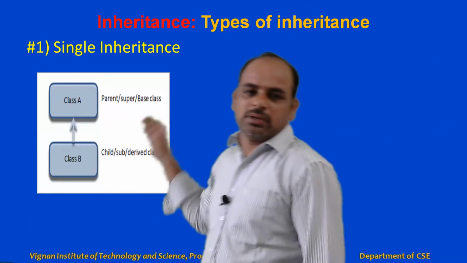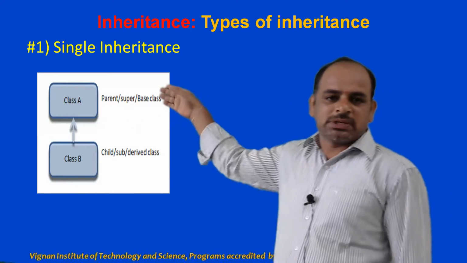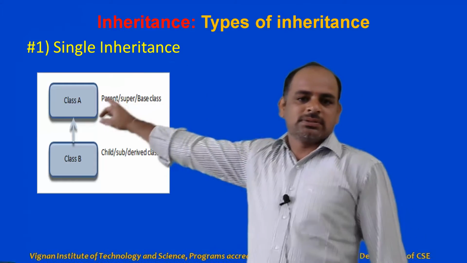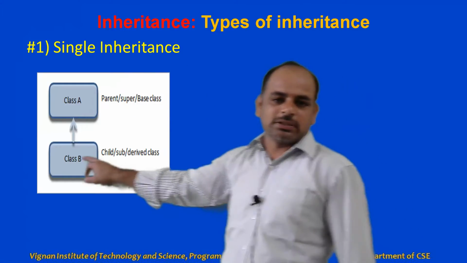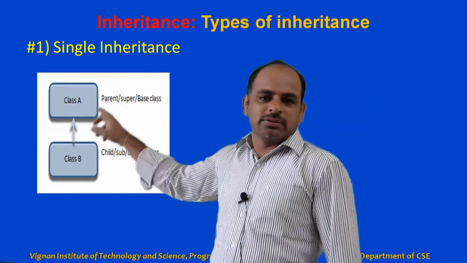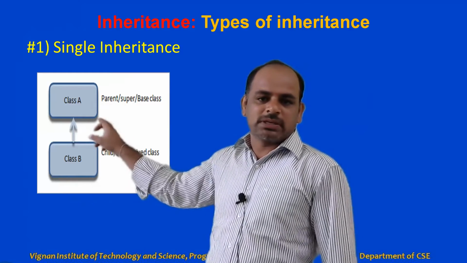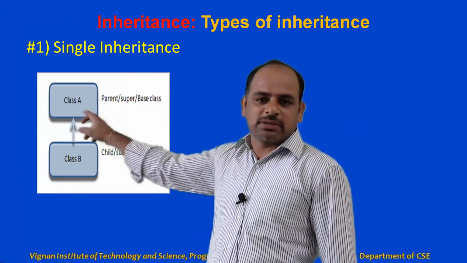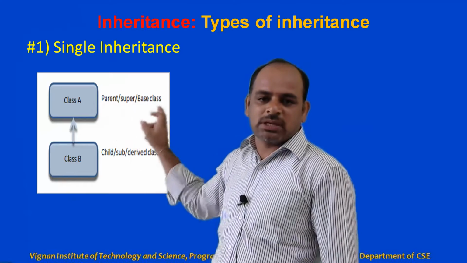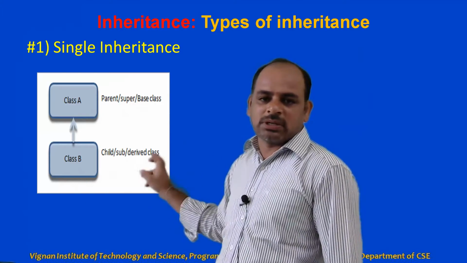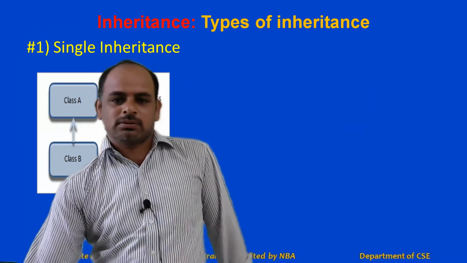So now this is the diagrammatic representation of single inheritance. This is class A and class B. Class B is derived from class A. So here it has only one parent class and one child class. The existing class can be called parent, super, or base class. This can be called child class, subclass, or derived class.